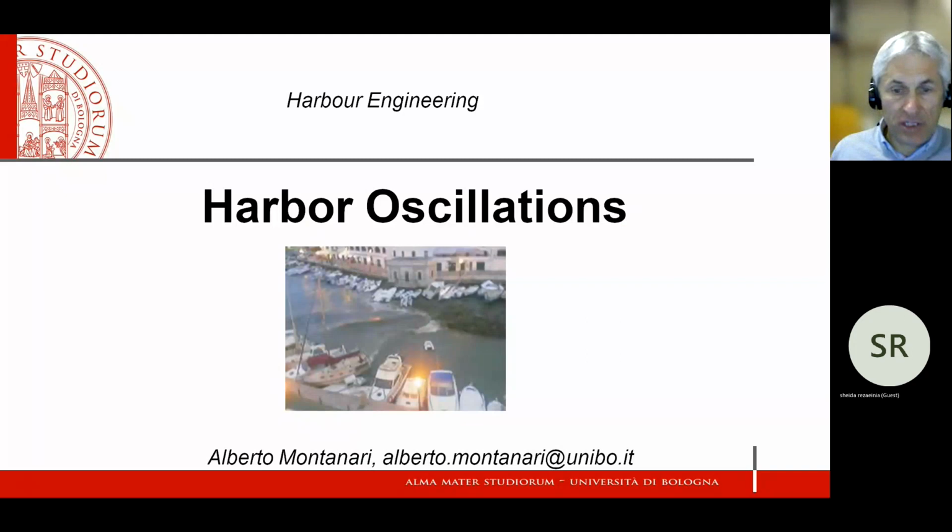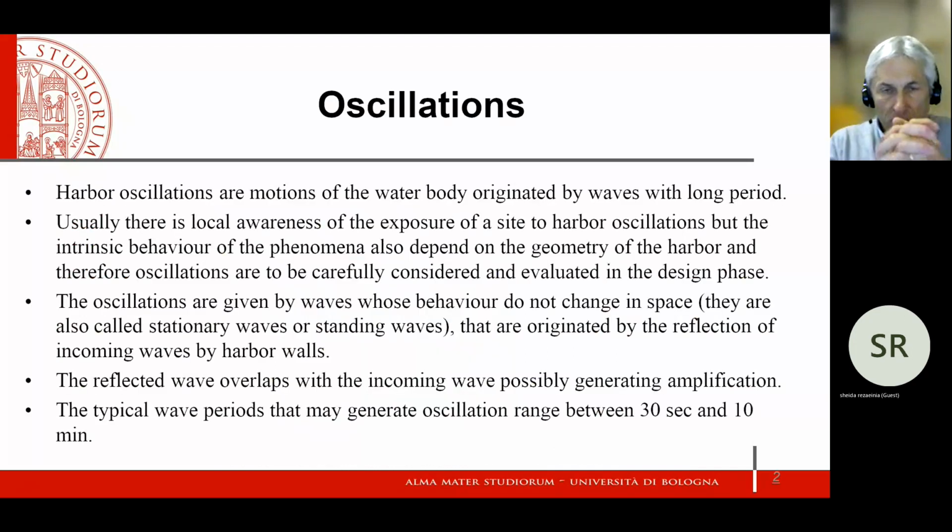Okay, here we are. You should see the PowerPoint presentation. So, harbor oscillations. What are harbor oscillations? They are motions of the water body originated by waves with a long period. So we are talking of something that usually happens when we have waves with long period coming from the ocean, from the sea into the harbor.